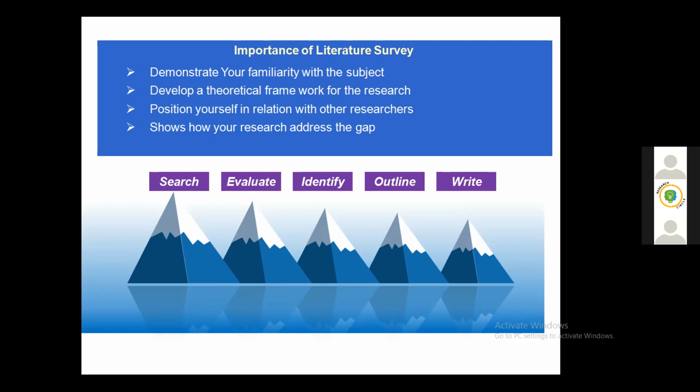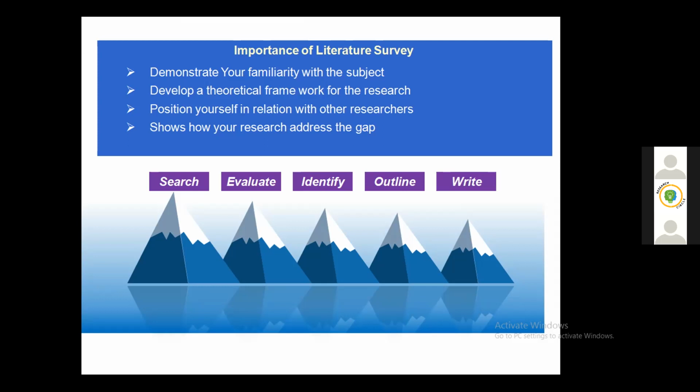Now, develop a theoretical framework for research. So, whatever research you are going to carry out, a proper theoretical framework or methodology can be developed based on the literature survey. Literature survey opens multiple doors for future activities or research. Then positioning research in relation to other researchers. There may be a number of people doing research in that particular area, and how you are unique and how your work is different from the others is made clear by the publication.